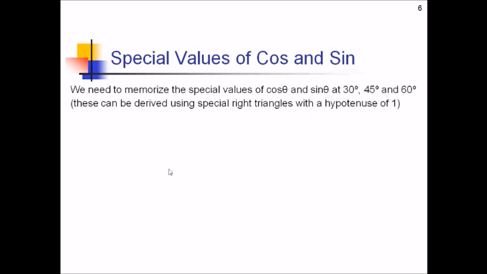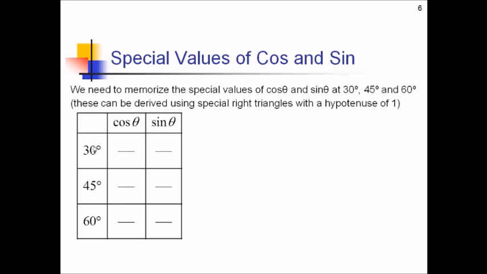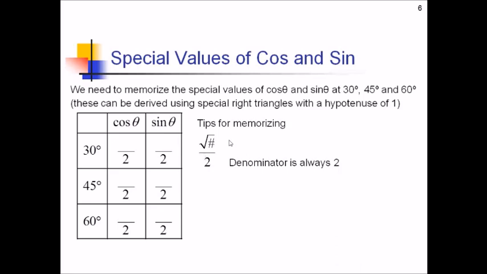So to help you memorize them, I've got this little table here. We've got the 3 special angles here and cosine and sine. Now these values, the nice thing is they follow a pattern. So for memorizing, these are all going to be the square root of some number over 2. The denominator is always going to be 2, so we can fill in 2 in all our denominators. So here, here, here, something over 2, something over 2. So if you ever end up with something not over 2, double check your memorization. Now how about the numerator? The numerator is going to be the square root of a number between 1 and 3.